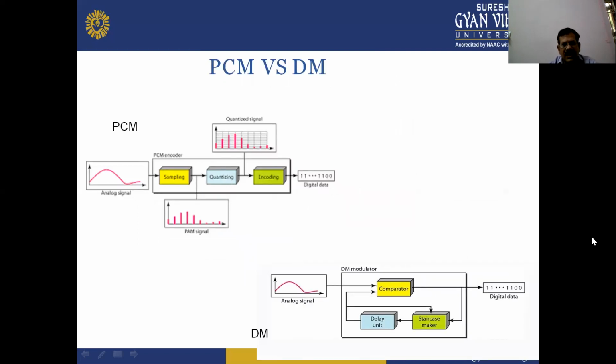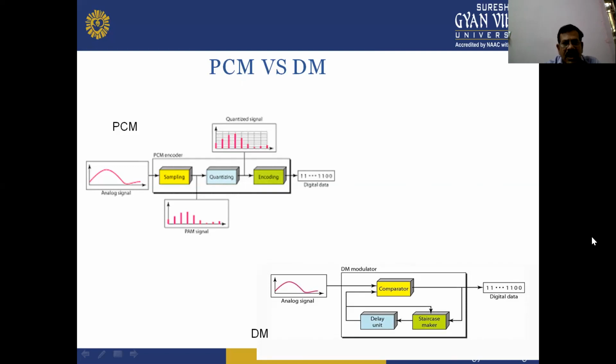Now we compare pulse code modulation versus delta modulation. In the block diagram of the pulse code modulation system, we take the analog signal, and this signal is applied to a sampling network, and the sampling network output goes to the quantizing network, and also a pulse train is applied to the output of the sampling network.